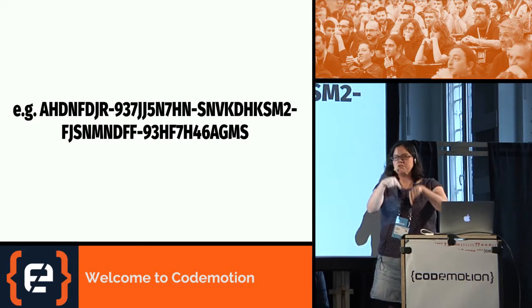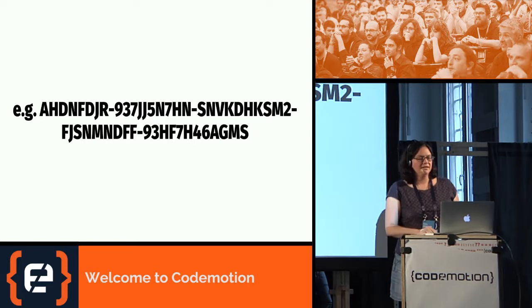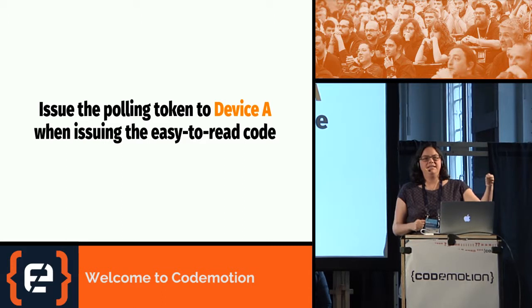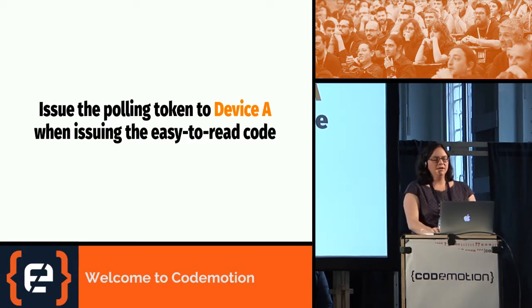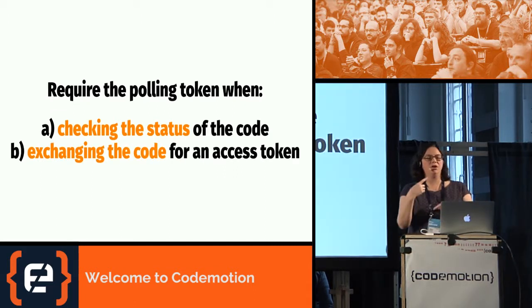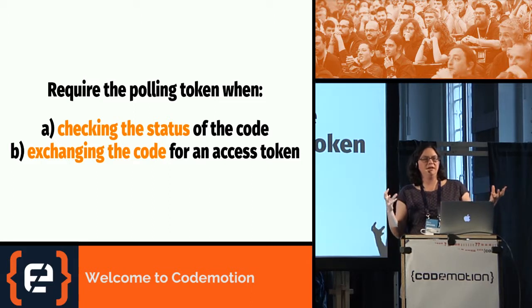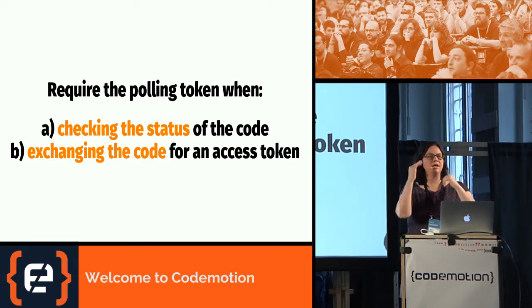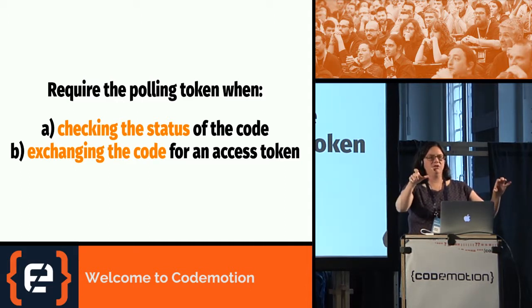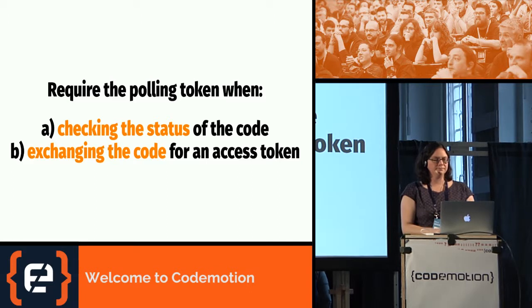This one I just made up this morning. It's going to be really hard to guess. And you issue this polling token to device A when you also issue the easy-to-read code. And then you require this polling token whenever you're asking for the status of the code and whenever you're exchanging the code for an access token. And as long as these things are associated for the duration of the thing, you solve this problem. You have to know this really long code and the short code, and they have to match. Problem solved.